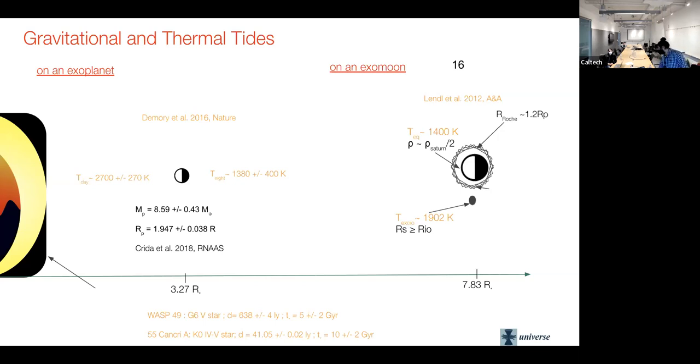So the first case here is a super Io, 55 Cancri e. And as you can see, it's twice the size of the Earth and about 8.6 times the mass. And it has an extreme day-night gradient, so thermal considerations are quite important in terms of a day-night wind or a torque that can actually put the planet into an asynchronous state.